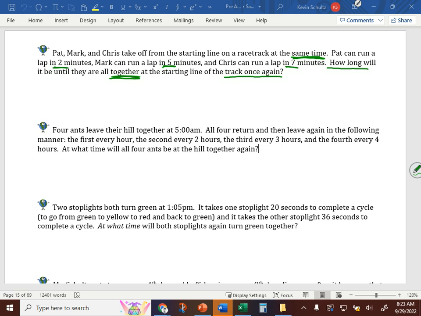What's the least common multiple of 2, 5, and 7? The listing method is going to take a long time for this one because of that 2, very small increments. So the table method might be better for this.